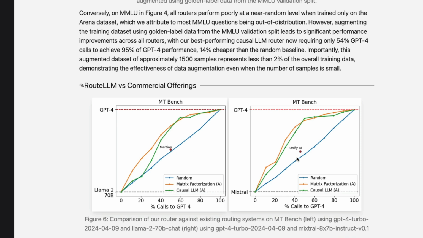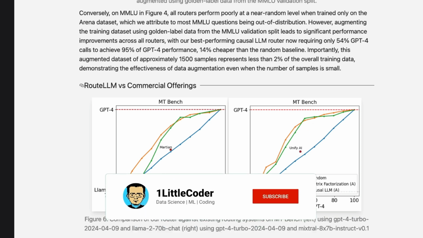So you have got Unify AI, which is another router. It is also an open source library, but I think they've also got a cloud offering. So Unify AI is somewhere here. But again, the causal LLM and the matrix factorization is somewhere here.